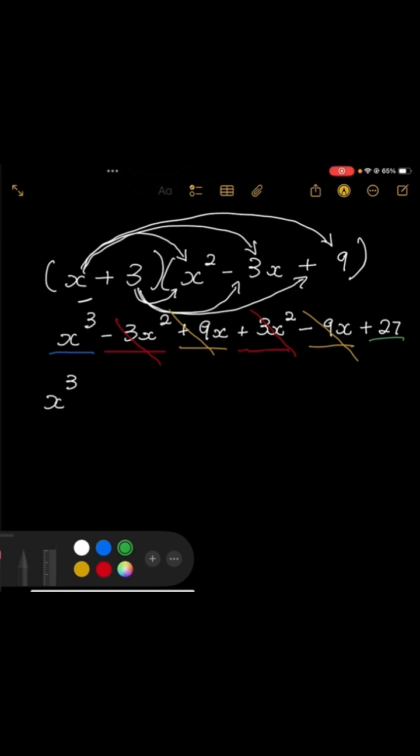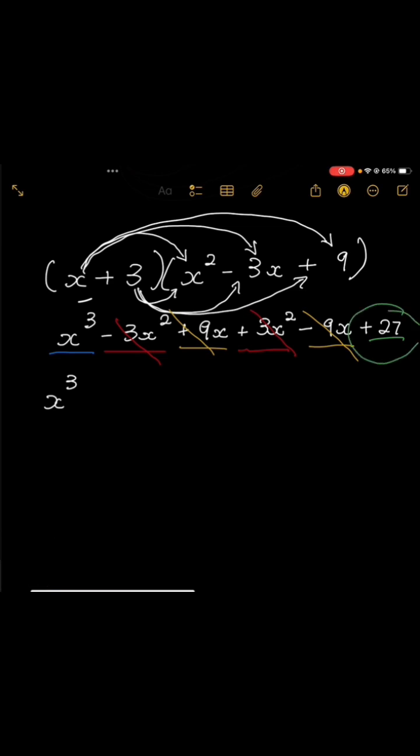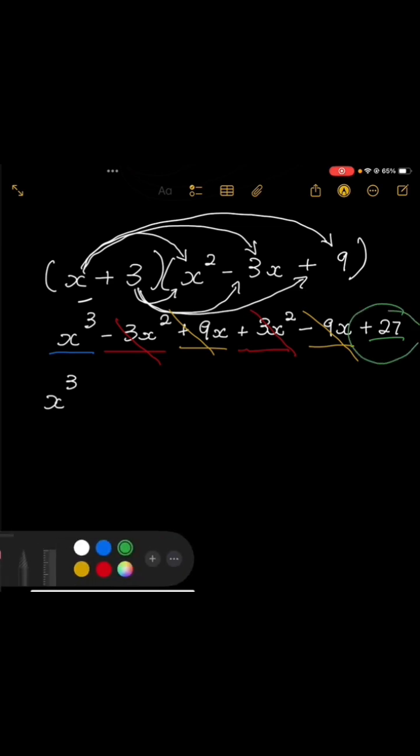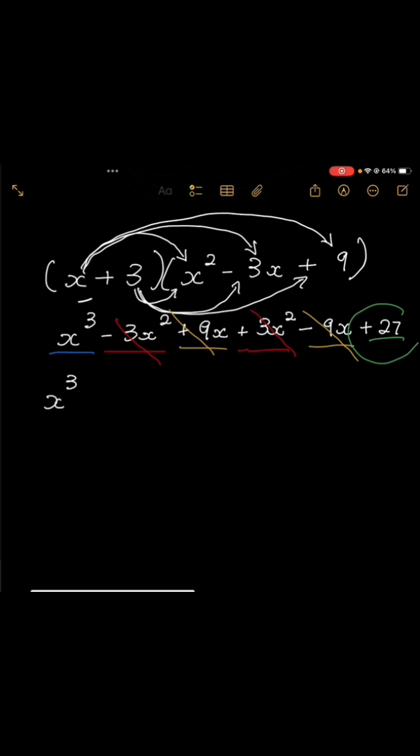And what are you left with? We are only left with a positive 27, which does not have a like term, and which we are going to explain what a like term is in the other video. Once it does not have a like term, you put it as it is. So my solution is going to be positive 27. This is actually my answer.